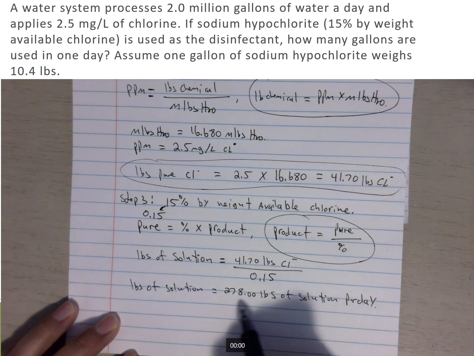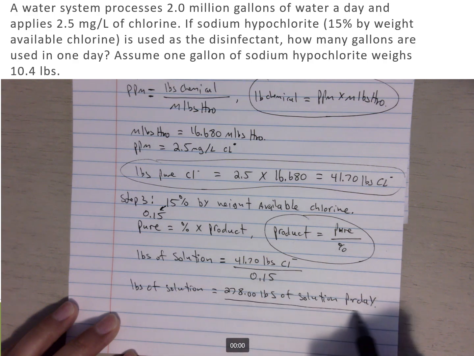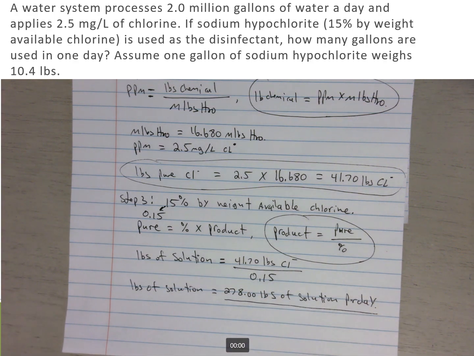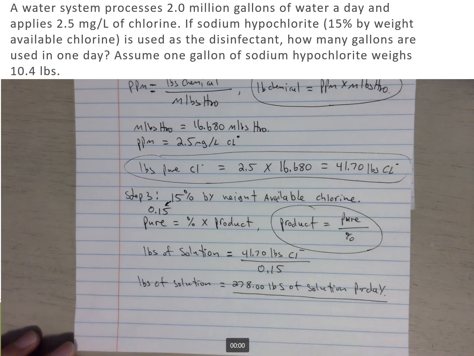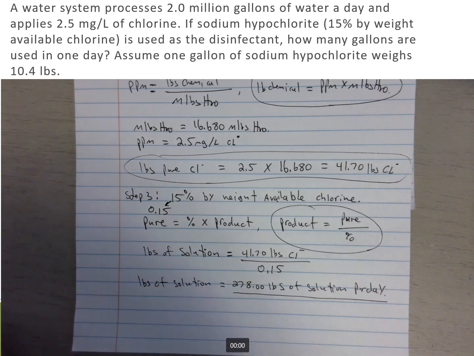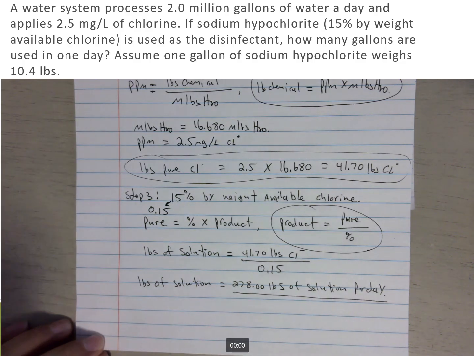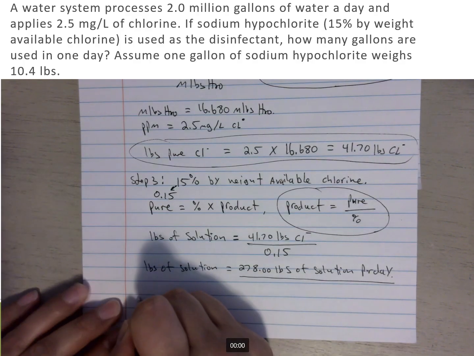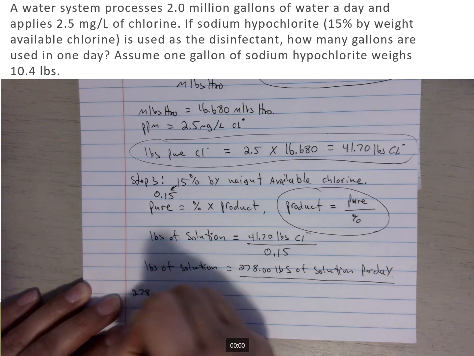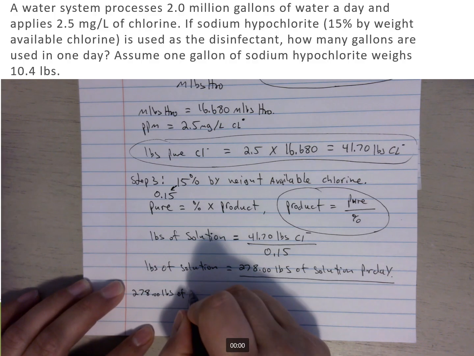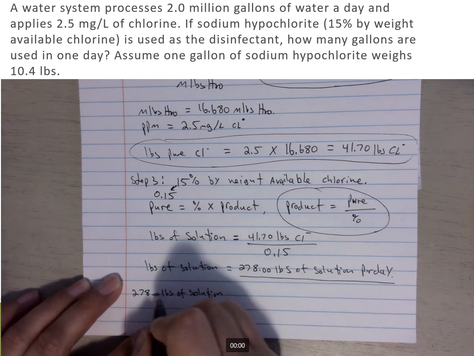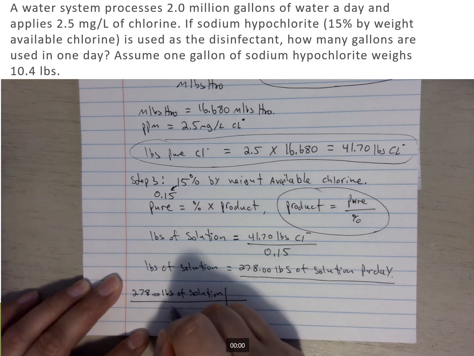So here we're still not done because what we've calculated is pounds of solution, right? The problem statement is asking us how many gallons of solution do I need? That's where we use the weight of 1 gallon of solution to find how many gallons of solution we're using a day, right? So we take it one step further, 278 pounds of solution, right, per day.